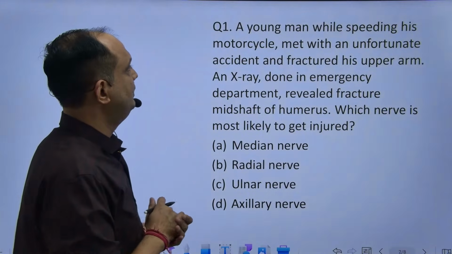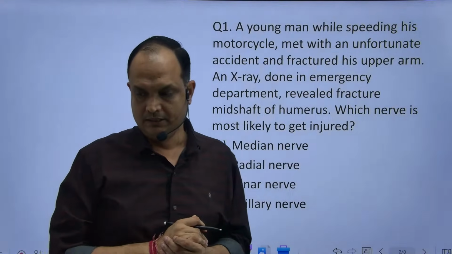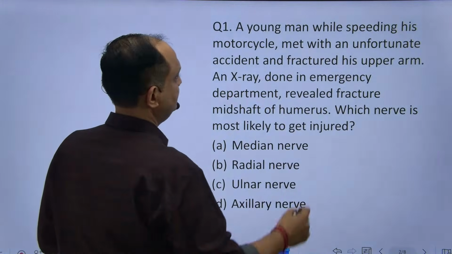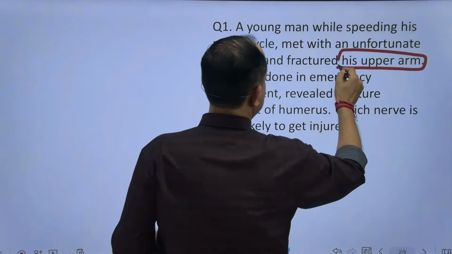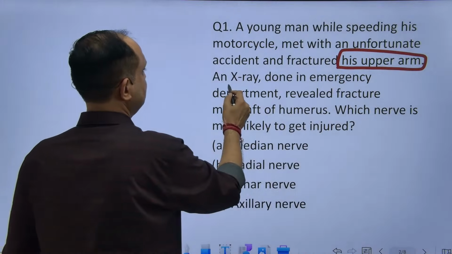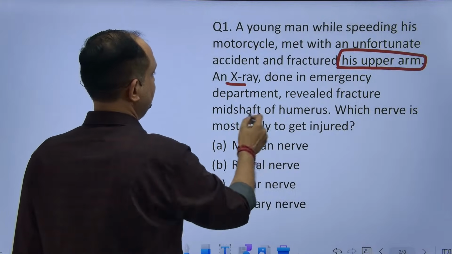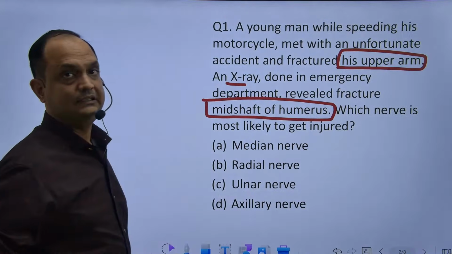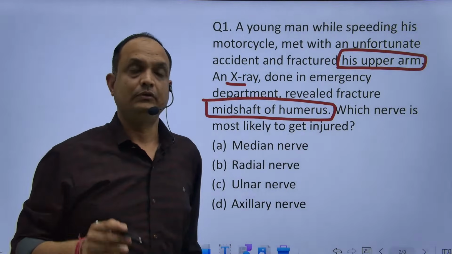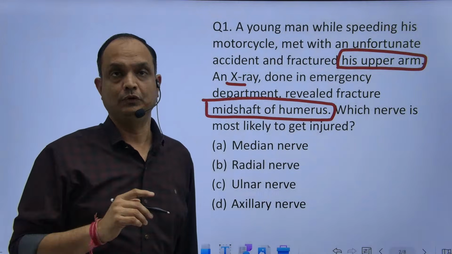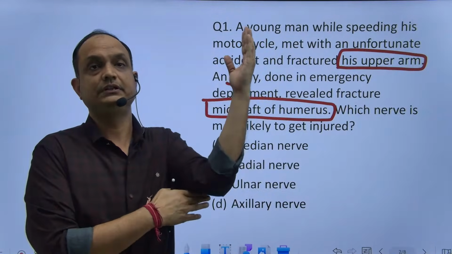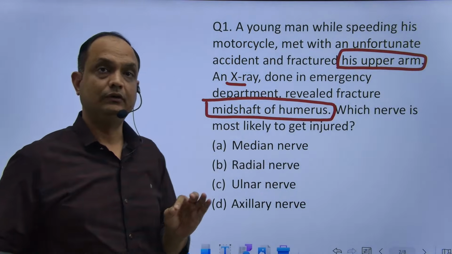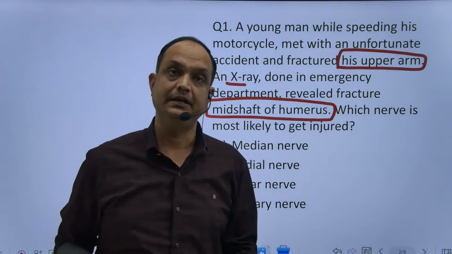A young man, while speeding his motorcycle, met with an unfortunate accident and there is a fracture of his upper arm. Now, the X-ray done in emergency revealed the fracture of mid-shaft of humerus. So, dear students, as soon as you see this word mid-shaft of humerus, your mind should go towards the radial groove, because radial groove is a location in the mid-shaft, and whenever there is a mid-shaft fracture, the only nerve which you have to keep in mind is radial nerve.